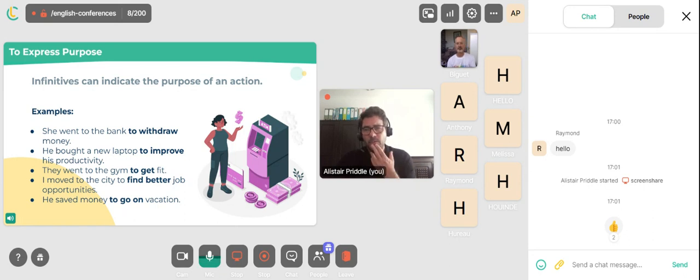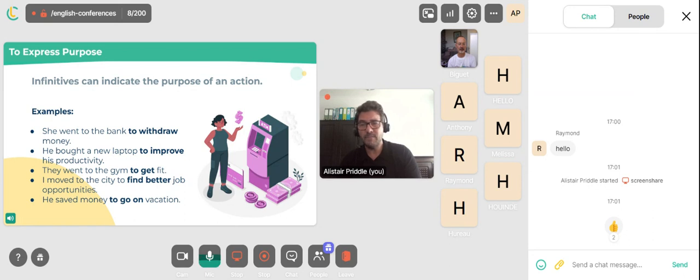These all show why. She went to the bank. Why did she go to the bank? She went to the bank to withdraw money. He bought a new laptop. Why did he buy a new laptop? He bought a new laptop to improve his productivity. They went to the gym. Why did they go to the gym? They went to the gym to get fit.